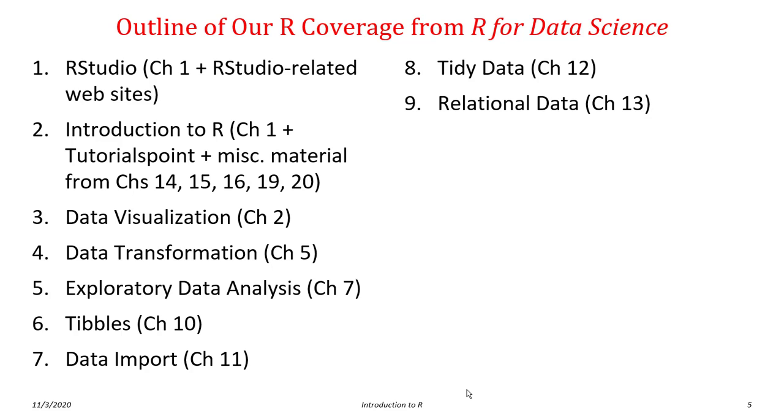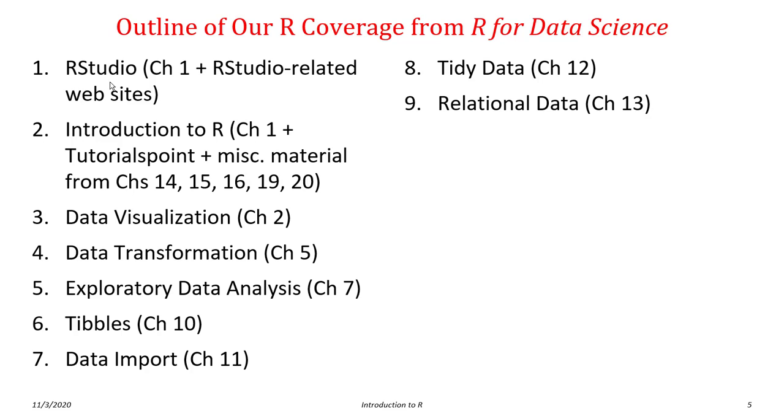So the outline for the coverage that we will do from R for Data Science, which is our R textbook, I have listed here. And so one thing I'll mention about the book is that, as we saw with our Python book, this is not a programming book. So this is not a book that describes programming with R. It describes applying R in a data science context. And it provides a little bit of background on programming, but we're going to supplement that in our class. So the first thing that we're going to do is we're going to talk about RStudio. They talk about that a little bit in chapter 1, and then there's some RStudio related websites we're going to take a look at. We're going to do that here in just a second.